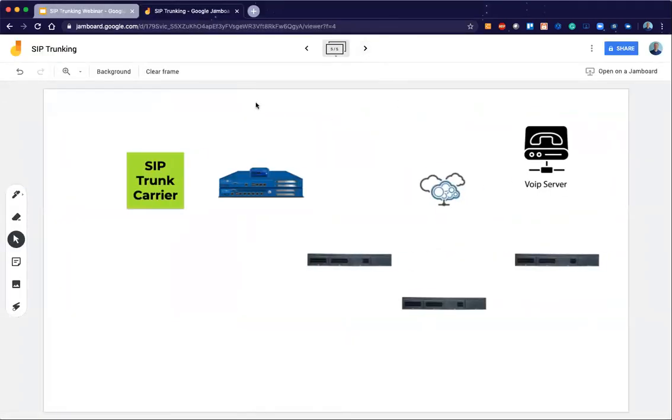So let me jump back over here to our drawing, if you bear with me here, and talk about this customer in particular for a second. So what they had was each one of these stores previously had analog lines.